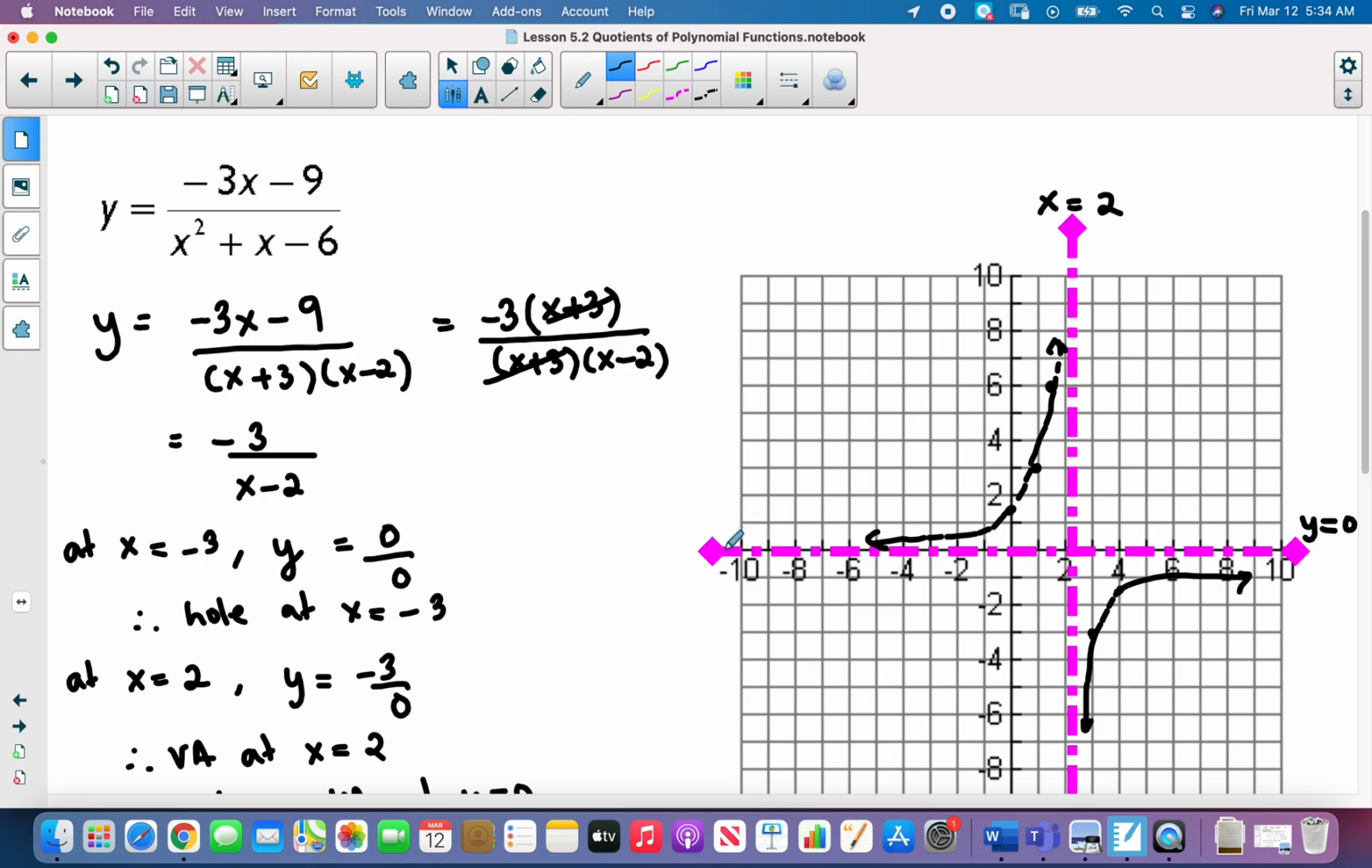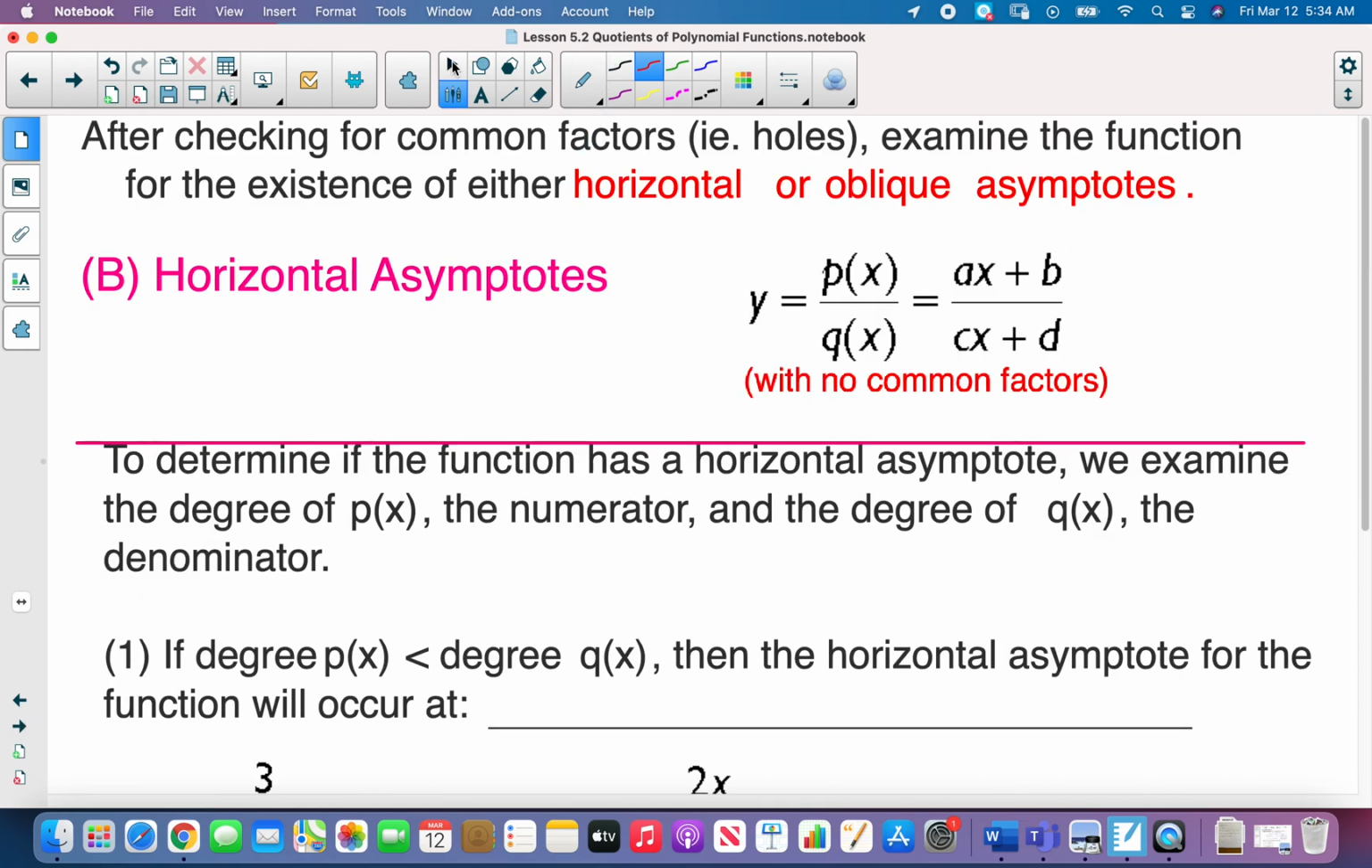And we also have to account for the hole that's happening at x equals -3. I'm just going to use a different color for that. So this is -3, and you have to indicate that there is a hole at x equals -3. So you can see there's a vertical asymptote at x equals 2 and a hole at x equals -3. After checking for common factors, so that's how you decide whether there are holes, examine the function for the existence of either horizontal or oblique asymptotes.